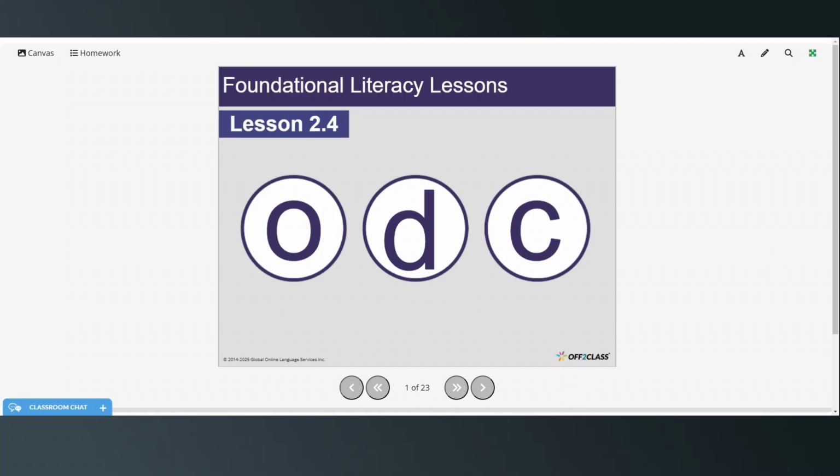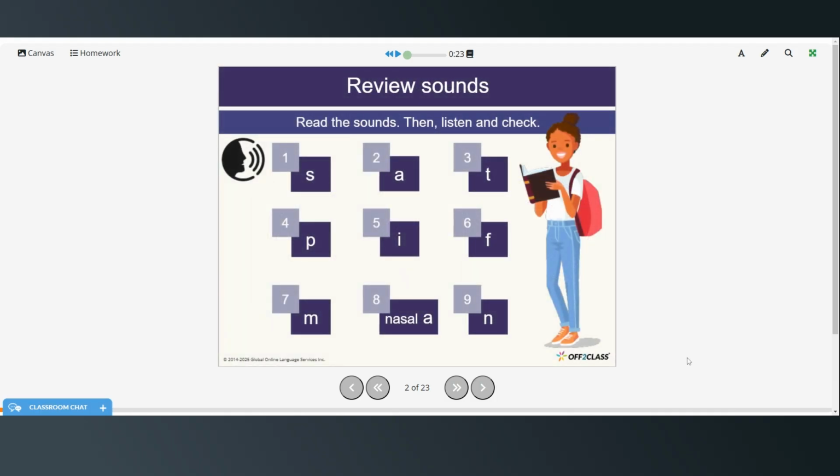This is a basic level phonics lesson. Today we're going to be practicing sounding out words that contain the O, D, and C sounds. All right, so review these sounds. Go ahead and try to make each sound on your own, and then we'll listen to check.